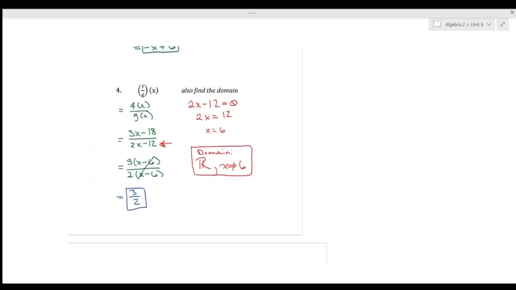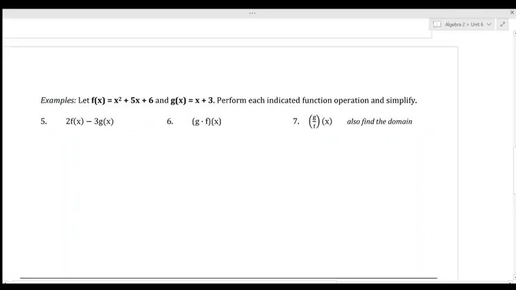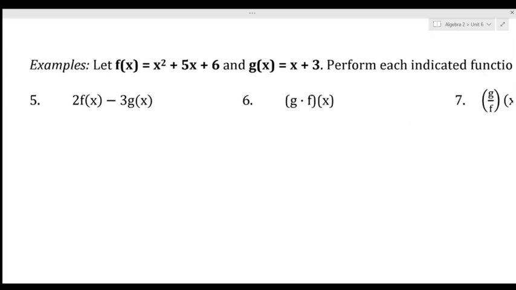All right, moving on. We have number 5. So we have some new examples. We have new functions. So our f of x is equal to x squared plus 5x plus 6. Our g of x is equal to x plus 3. Okay, so starting off, our first question for number 5 is 2 times f of x minus 3 times g of x. So let's rewrite this.